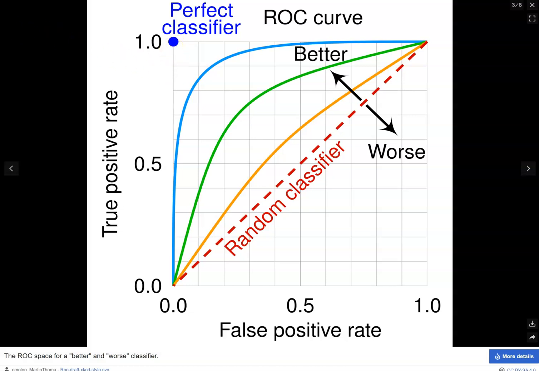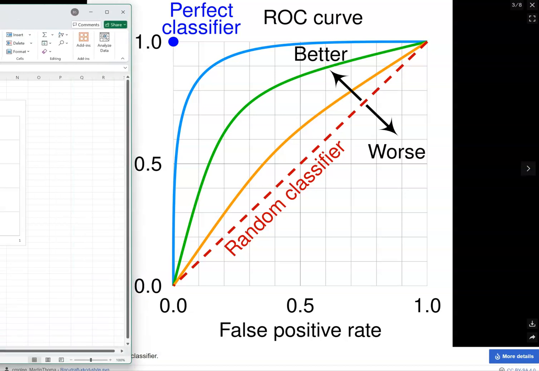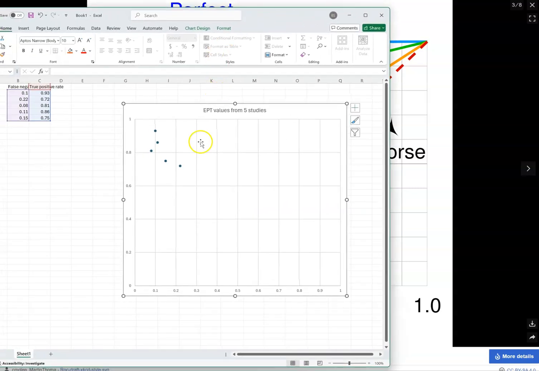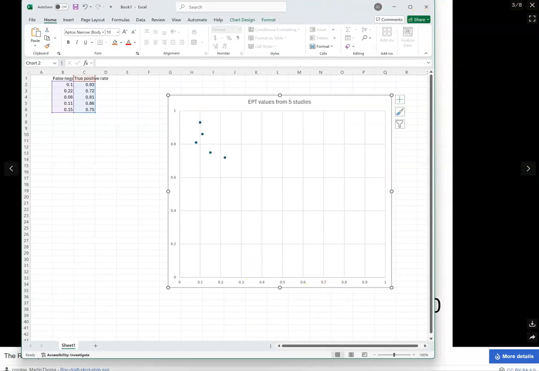If we plot ours from our studies, we can plot them here. This is what our studies look like. This is 5 separate studies of sensitivity and 1 minus specificity values. So that gives us our true positive rate here, our false negative rate over here, false positive rate underneath.